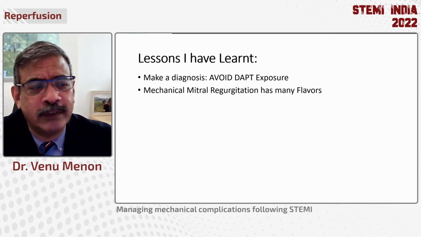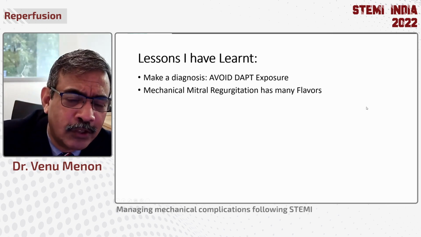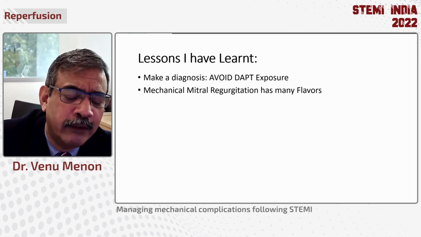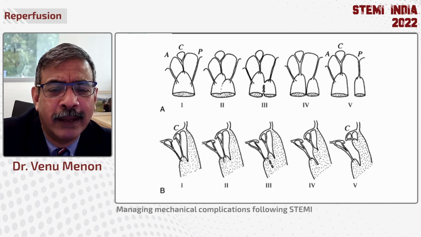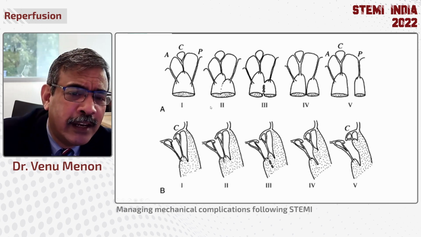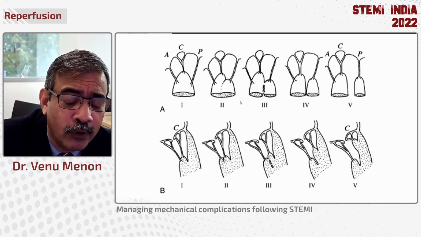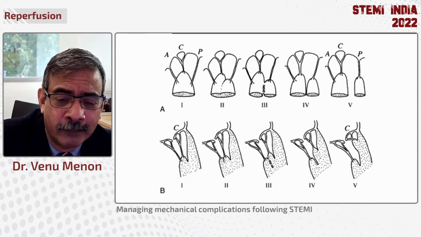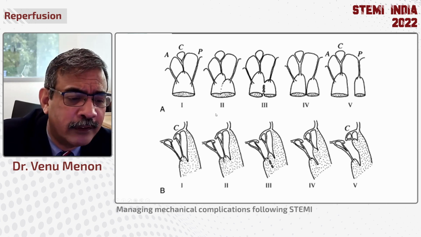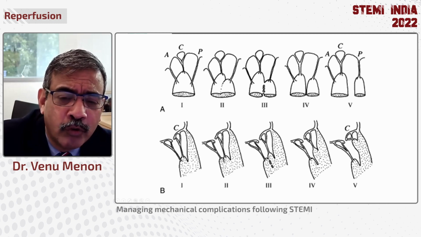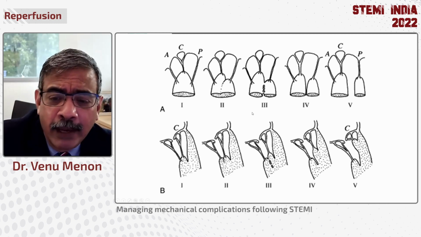The second thing I would say is that among all these complications, mechanical mitral regurgitation due to papillary muscle rupture has many flavors. What do I mean by that? We pay very little attention to the anatomy of the papillary muscle because we can't really distinguish one from the other. But what I've highlighted on this slide is that the papillary muscle and the support to both the mitral valve leaflets can take many forms.